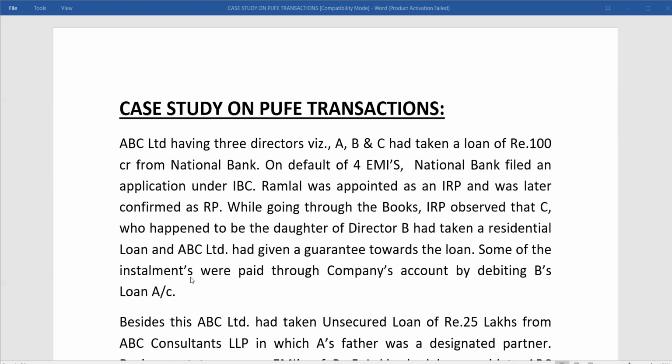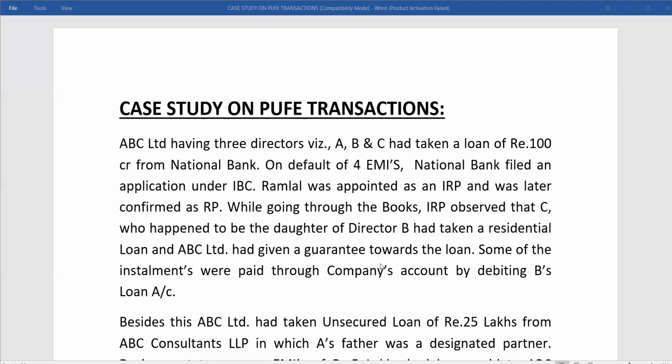Some of the installments were paid through the company's account by debiting B's loan account. So this was the first transaction: payment of installment of loan taken by relative of director through company's account. B's loan account is being debited because B is a director. But whether this transaction will be covered under P, U, F or E, preferential, undervalued, fraudulent or extortionate.